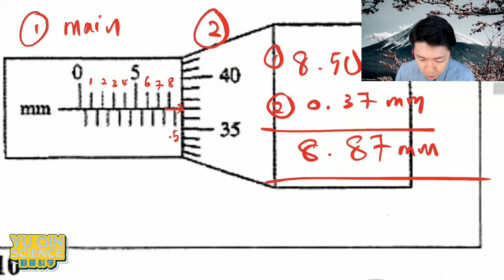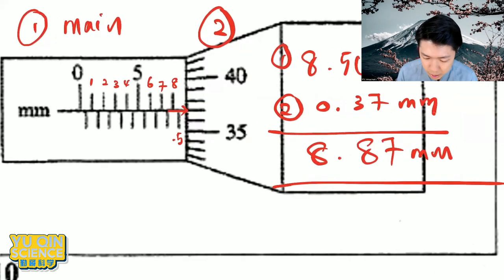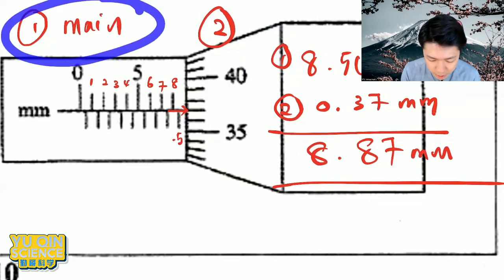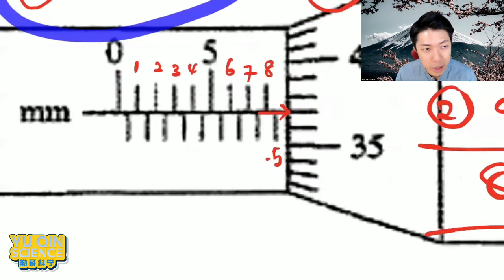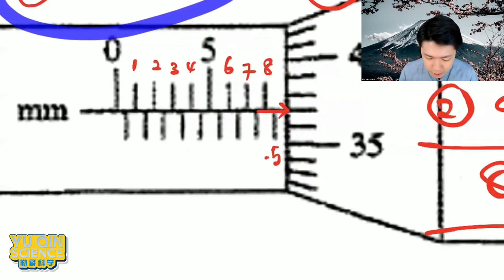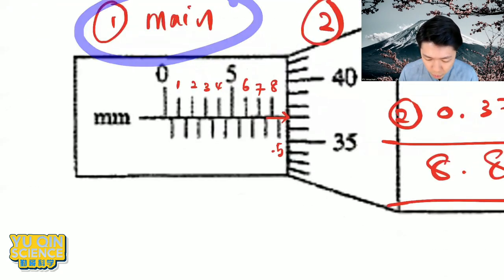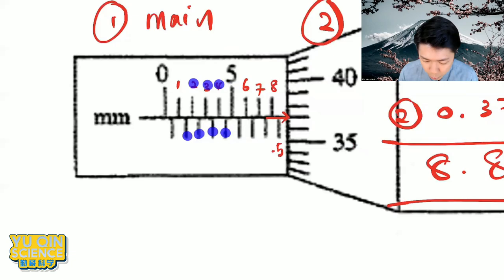Okay, we do it again. First, we need to look out for your main scale. Main scale is here. So main scale, one more time for everybody. Okay, this is 0, 1, 1.5, 2, 2.5, 3, 3.5, 4, 4.5, 5, 5.5, 6, 6.5, 7, 7.5, 8, 8.5. This is where you stop.